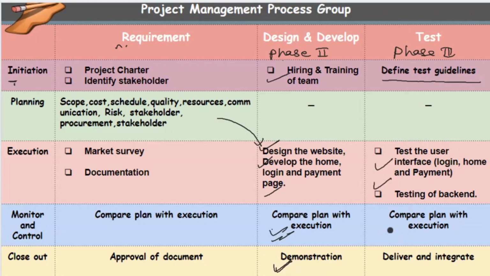And finally, you will compare. In monitor and control, you will do comparison activities, like comparing how they have executed against what the plan was. If things are okay, you will deliver and integrate. Integrate means you will combine the home page, login page, and payment page and make it a full website, and you are going to deliver. This activity helps to close the phase, so it is in the closeout process group. This is how we categorize the activities which we do in a phase into different process groups.